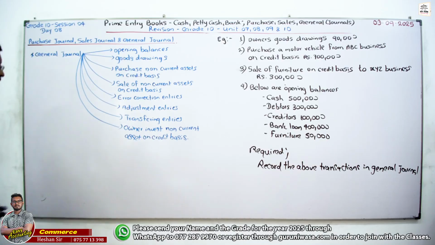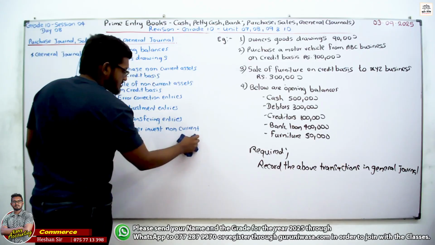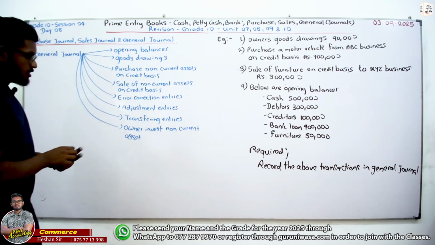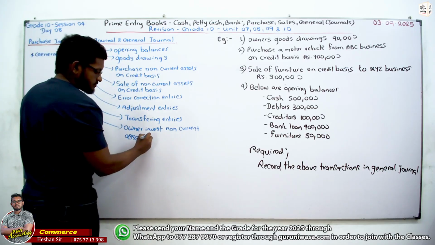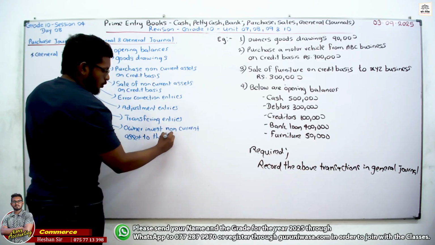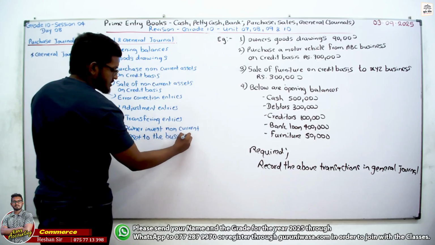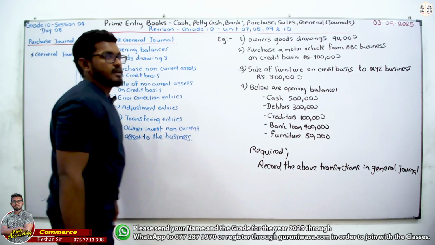Owner invested non-current asset not on credit basis. Owner කොහෙද ණයට දෙන්නේ? To the business. Owner invested non-current asset to the business. Owner ණයට දෙන්නේ.